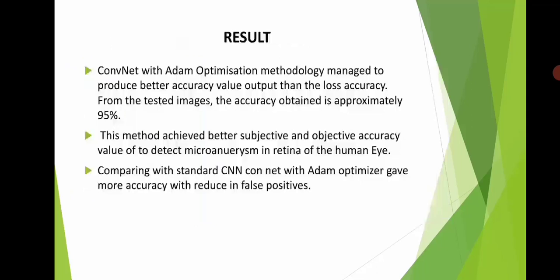Results. We have achieved a better accuracy of 95.62% and a proper classification of microaneurysms using ConvNet and ADAM optimizer. While comparing with the standard convolutional neural network algorithm, ConvNet and ADAM optimizer gave more accuracy with fewer false positives.